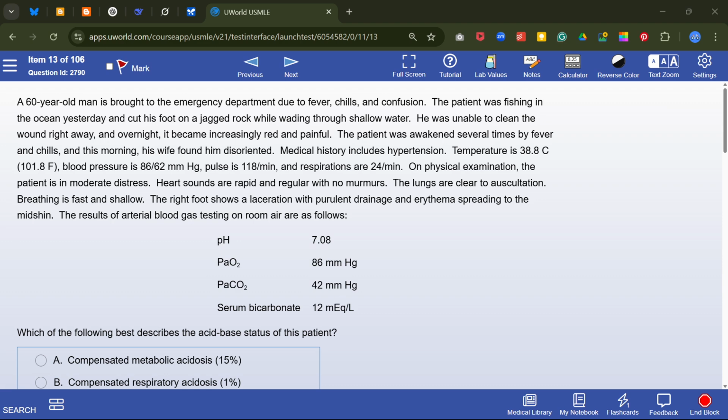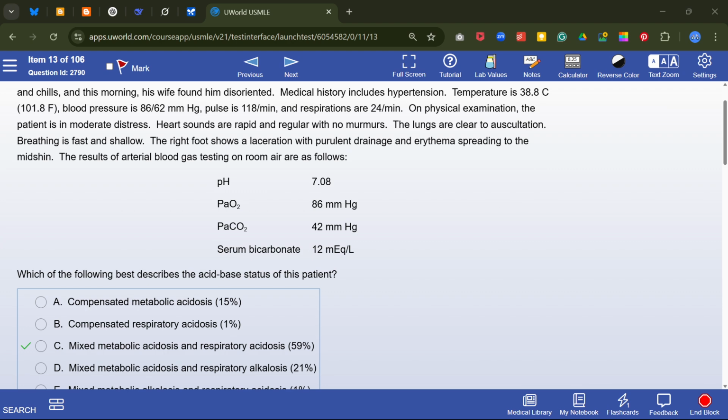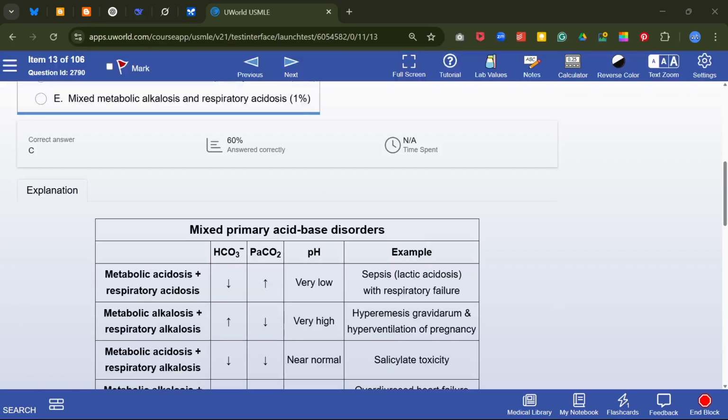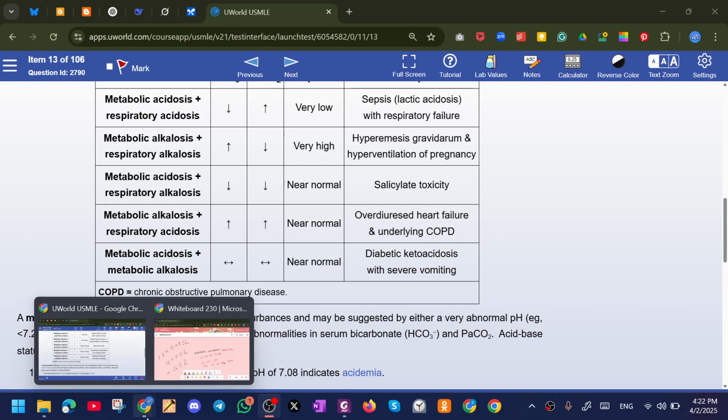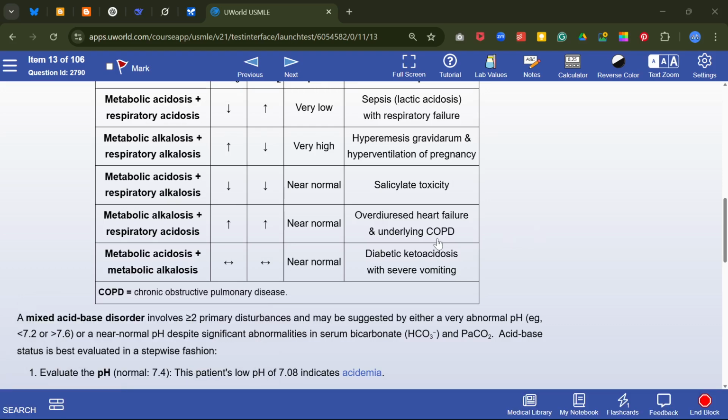As it is not compensated, we need to think there may be another secondary pathology too. So pH is low, PCO2 is high, reverse, that means it is respiratory acidosis. So here there is mixed metabolic acidosis and respiratory acidosis. It's a mixed acid base disorder.